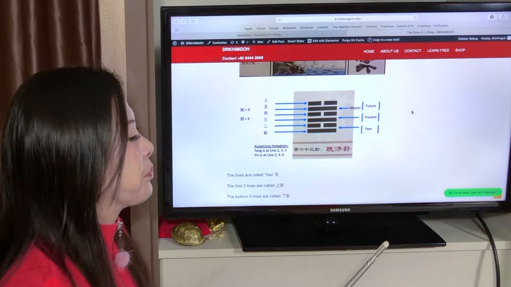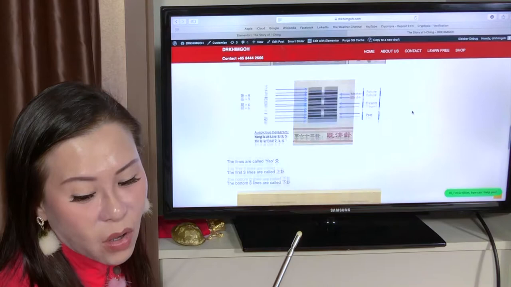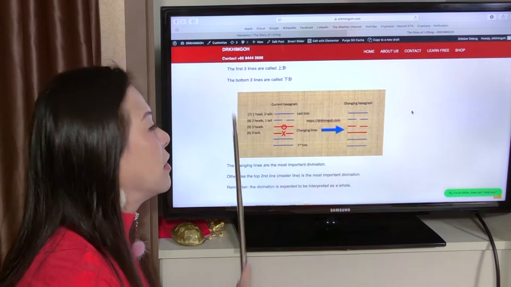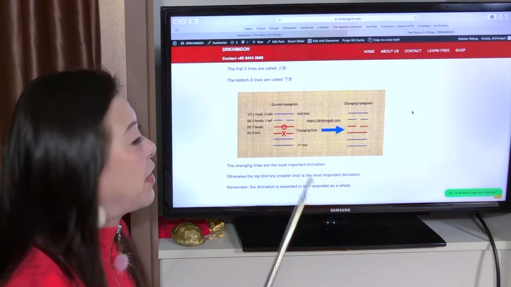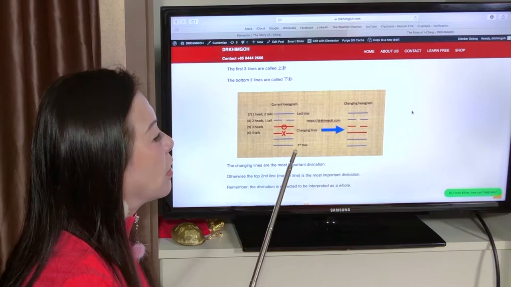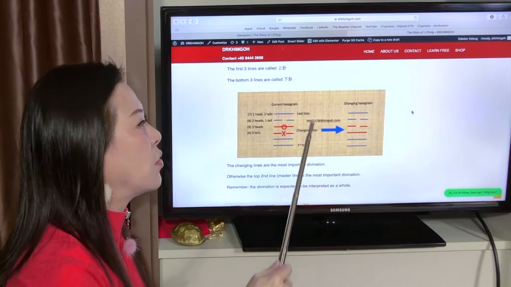Okay. Then the next thing I want to share with you is this thing called the changing line, since I'm talking about interpretation. We learned this in the last video. The changing line is the most important interpretation if there is a changing line. Okay, you can see, right? So assuming this is your interpretation, you have the current hexagram and you have the changing hexagram.